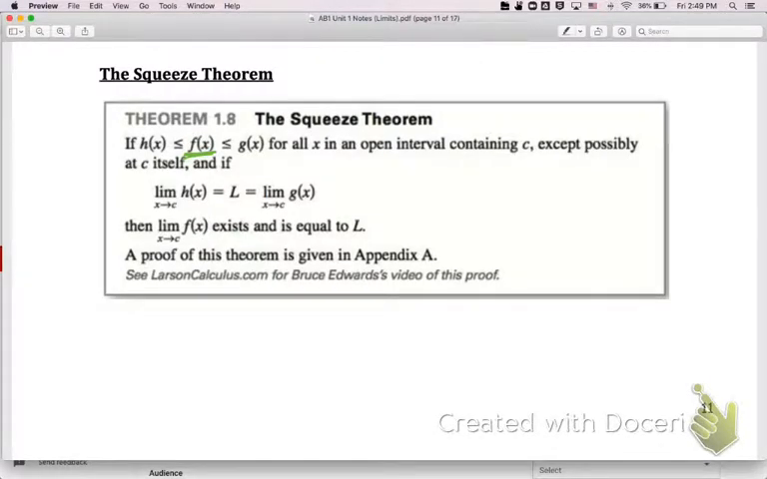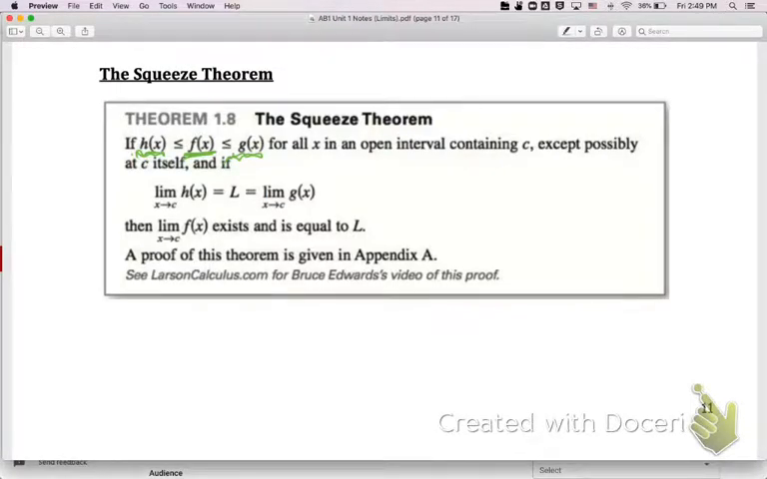So maybe I know that f of x is always going to be greater than h of x and always going to be less than g of x. If I know something about h of x and g of x, then I can use that to find some information about f of x. So if I know that inequality is true, and I can show that the limit of the smallest function equals the limit of the biggest function, then that forces the middle function to be equal to the same value.